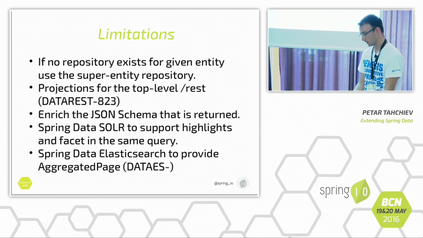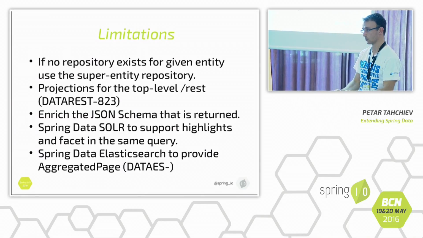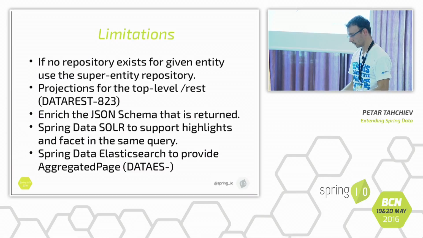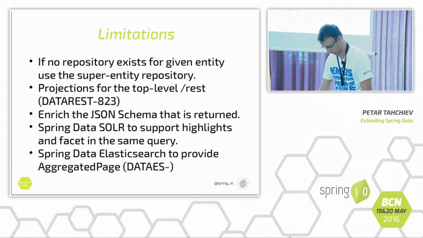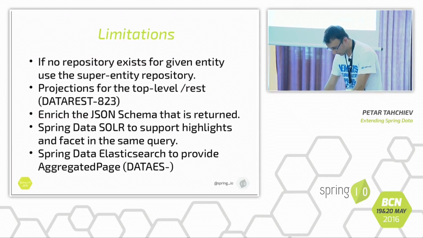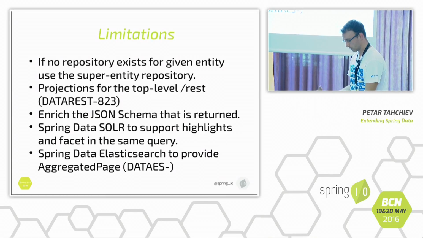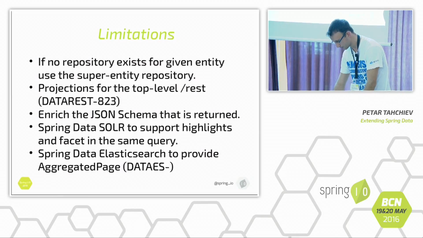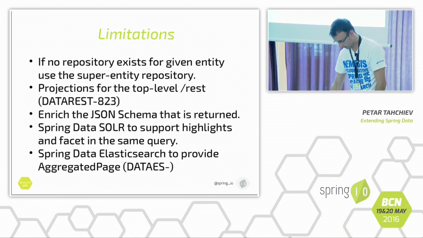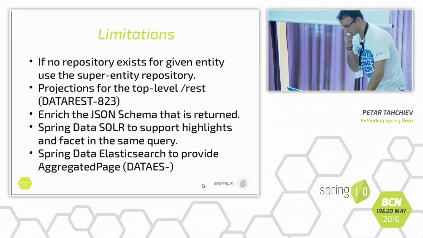Spring Data Solr doesn't support highlights and facets in the same query. So if you have Solr and you want your highlighted result with facets, it doesn't support that. Yeah, just a shame. And Elasticsearch does not provide aggregated page in the latest Hopper release. I have opened the ticket, but it's not here. Okay. What else? I think that's it.